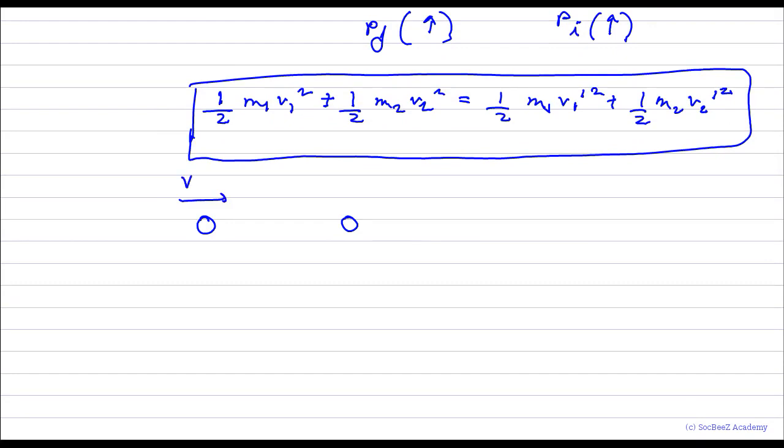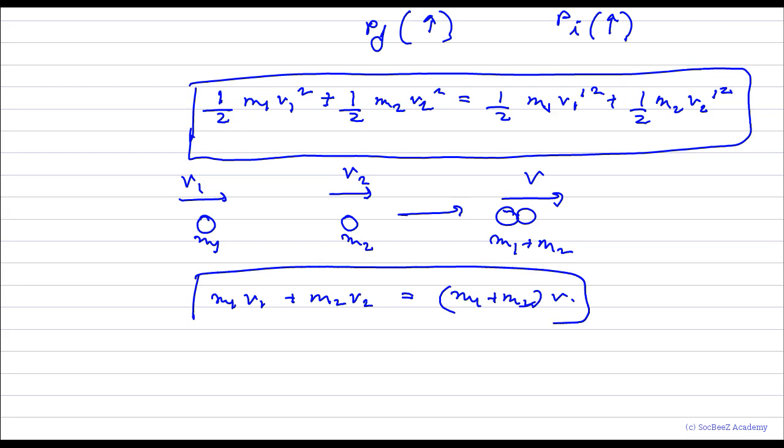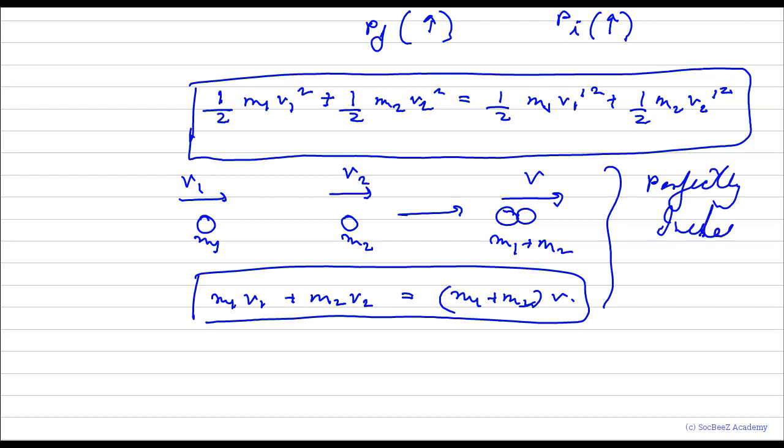So if I say that this is my first body, it is moving with a velocity of v1 and it is of mass m1. This is my second body, it is of mass m2, it is moving with a velocity of v2. And if it is the case of perfectly inelastic collision, these two bodies will stick together, which implies that they will have a common velocity. And this whole body would have a mass of m1 plus m2. So I'll write down m1 v1 plus m2 v2 must be equal to m1 plus m2 into v. So this is the case of perfectly inelastic collision.